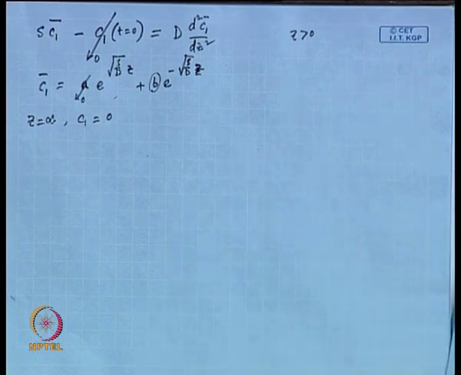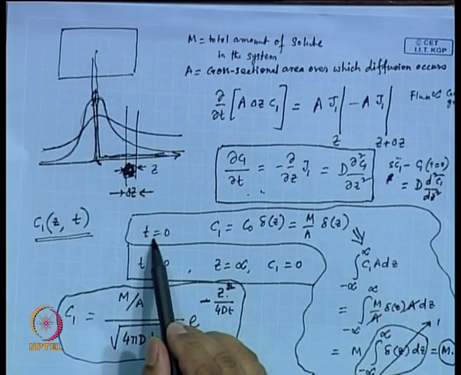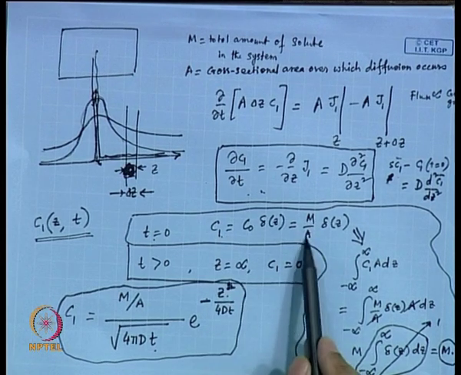The other boundary condition is what? The other boundary condition is at t equal to 0, C1 is equal to m by A delta z.